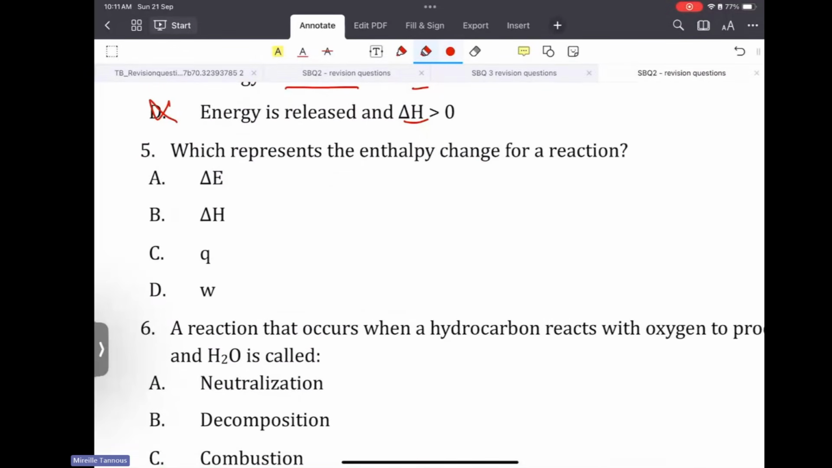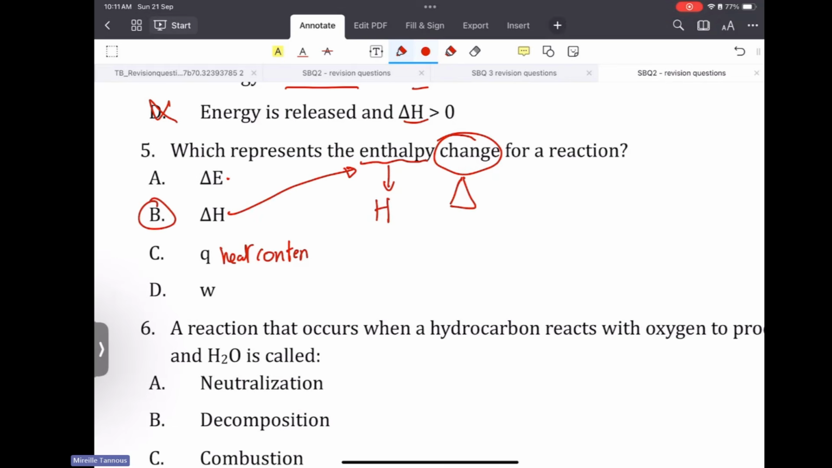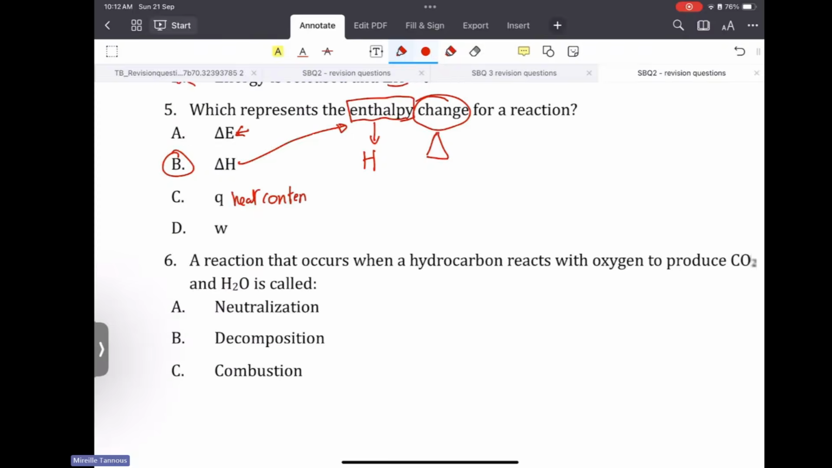which represents the enthalpy change. Whenever there's a change, it's delta H. It's delta, a change. Now, when we talk about enthalpy, the symbol of enthalpy is capital H. This is the heat content. This is the enthalpy change. This one is difference in energy or energy change. But since in the question it's mentioned enthalpy, enthalpy is H.